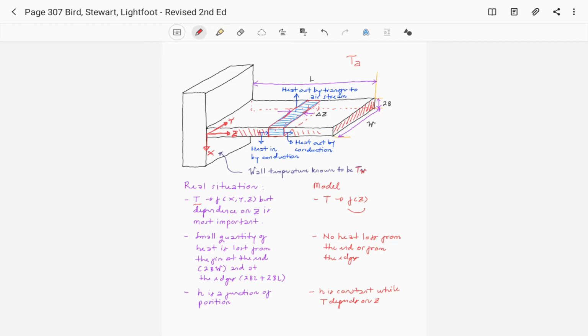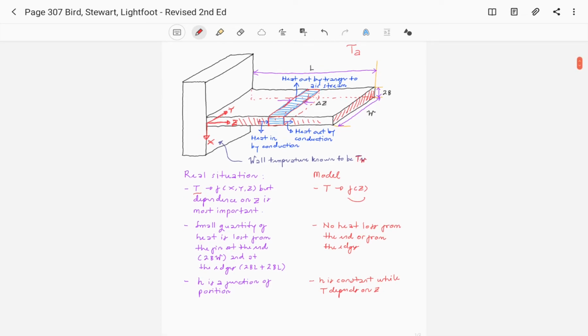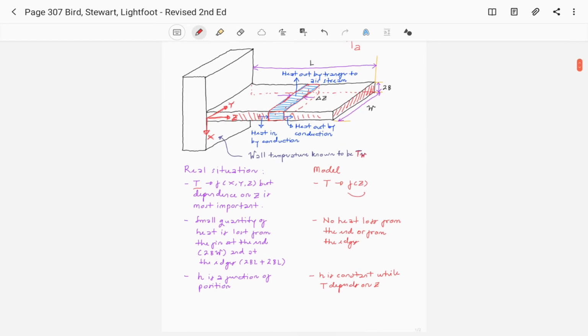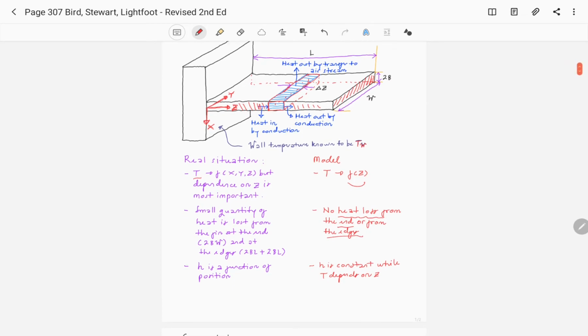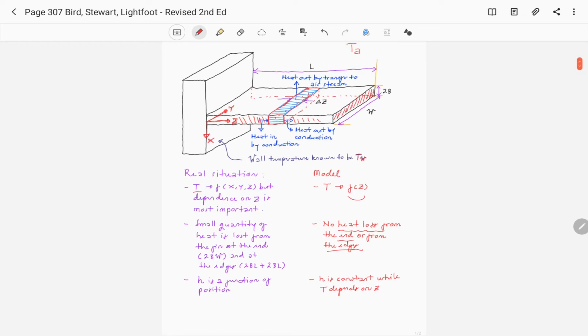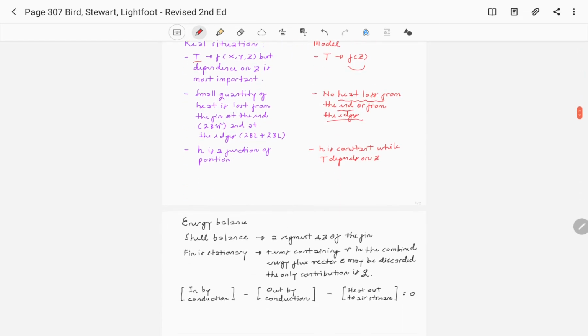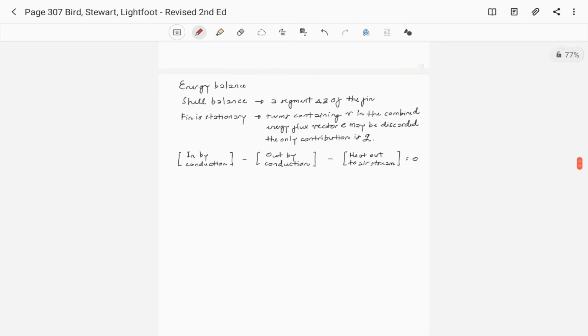And H, the heat transfer coefficient, the one that is used in Newton's cooling law, is basically a function of position, but in the model here we assume that H is a constant, while the temperature depends on Z. If we go back to point number 2 here, we assume that there is no heat loss from the end or from the edges. So we basically ignore this area 2BW, this area here, and the area here as well. We basically ignore the heat loss from those particular areas.